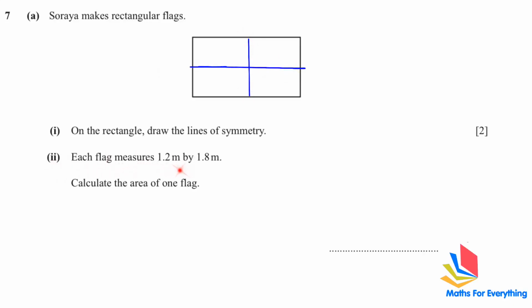Part A2, each flag measures 1.2 meter by 1.8 meter. Calculate the area of one flag. To find the area of a rectangular shape, we multiply length by width. So 1.2 multiplied by 1.8 is the area. That is 2.16 square meters.